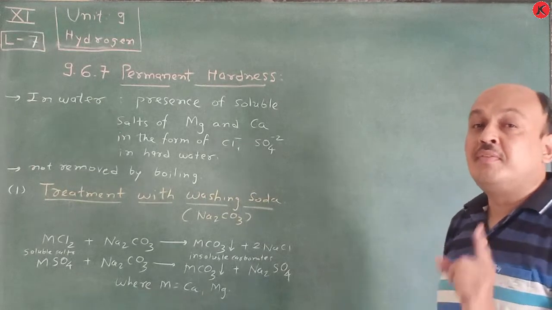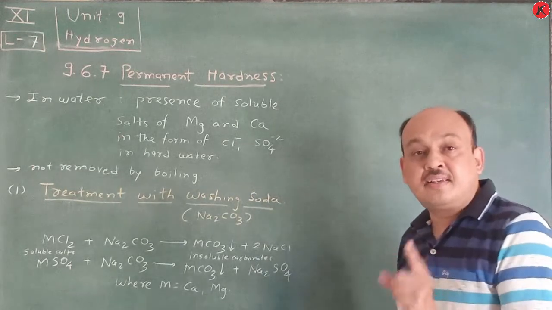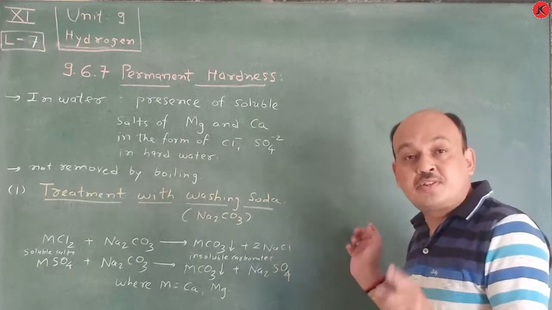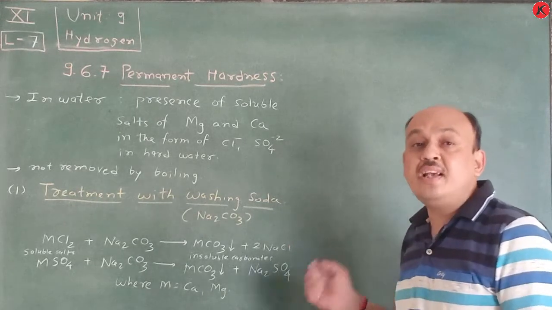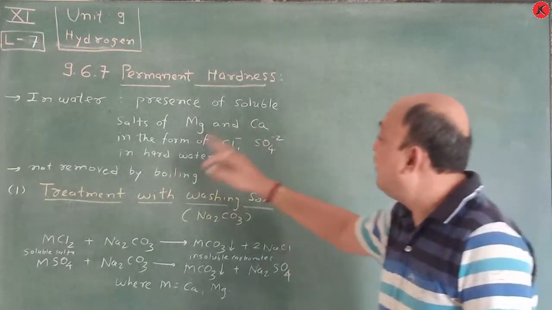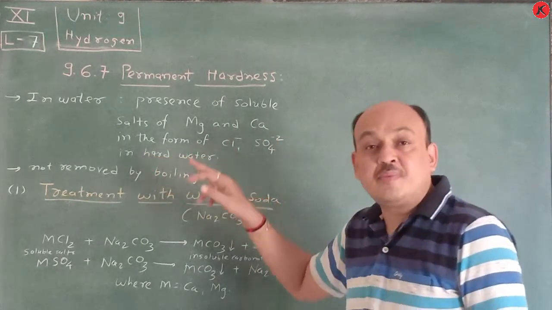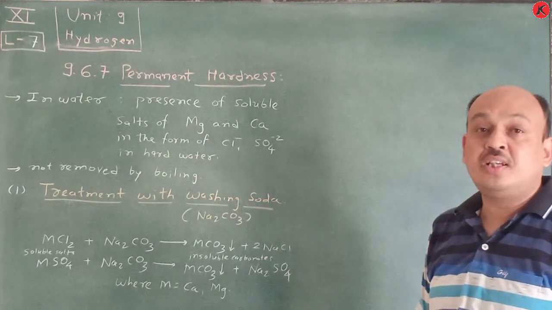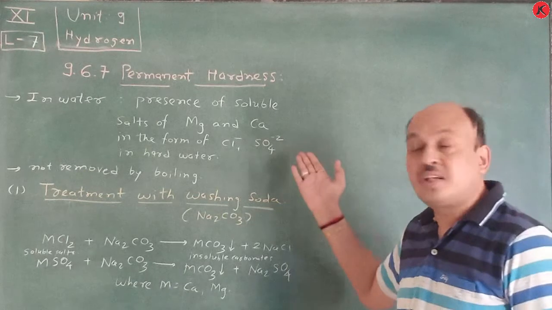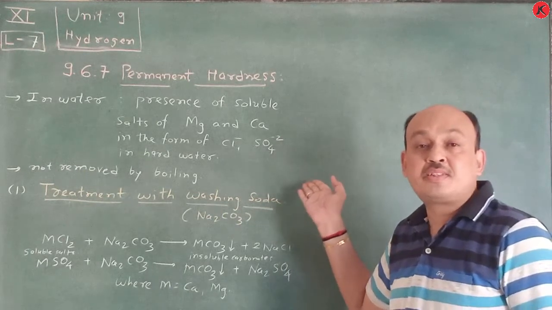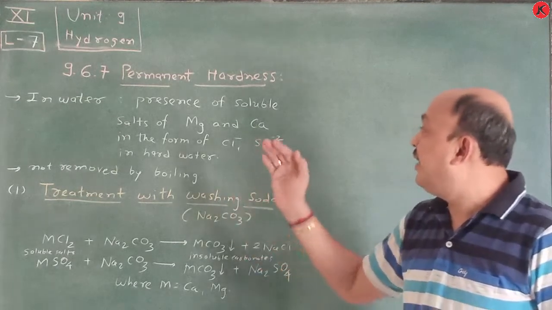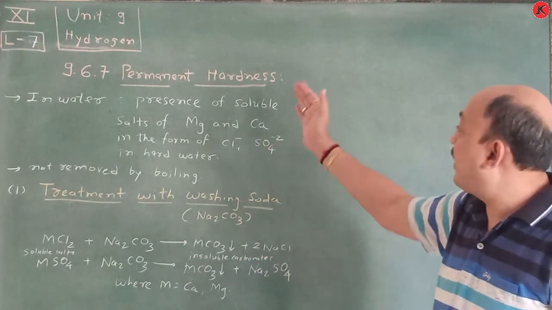But remember, when we boil this, the soluble salts, such as chloride and sulfate of calcium and magnesium present in hard water, are not removed by this method. If we boil, they are not converted into insoluble salts. Here a different method is required, and that is why we apply it for permanent hardness.